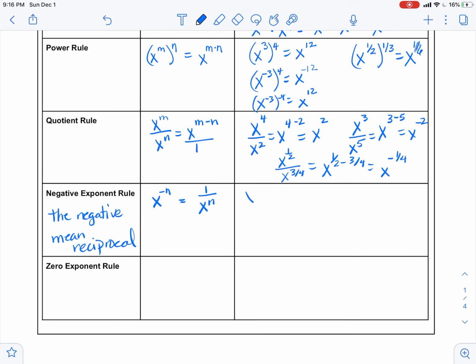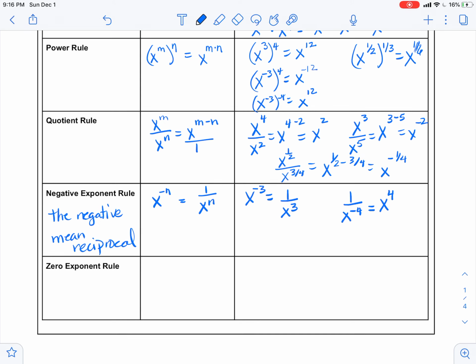An example: if I have x to the negative 3, then that's 1 over x to the 3. The reverse would be if I had the negative exponent in the denominator to start with, then the reciprocal of that would now be in the numerator. So don't forget that.